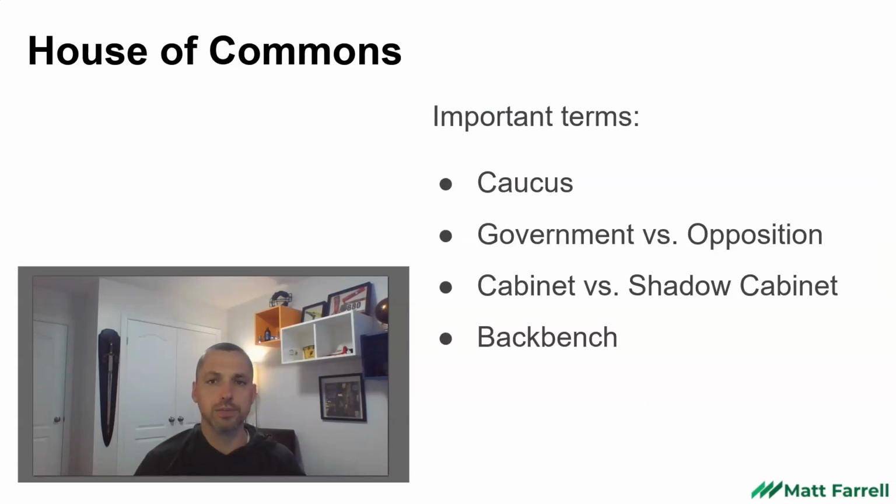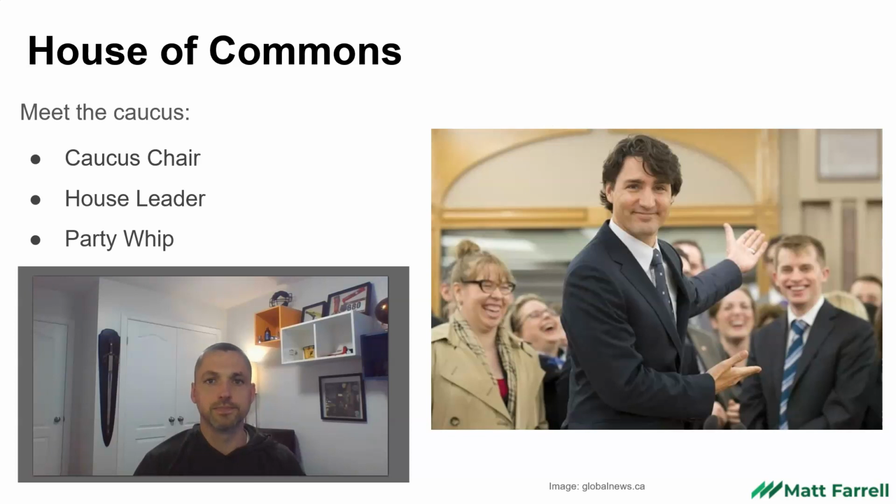There's some important terms that we need to be aware of if we want to understand how Parliament works. They include the caucus, the government versus the opposition, the cabinet versus the shadow cabinet, and then the backbench. These are all important concepts that help us understand how Parliament works.